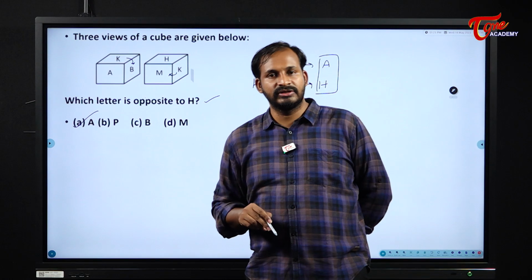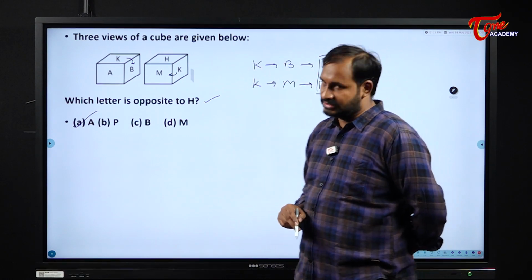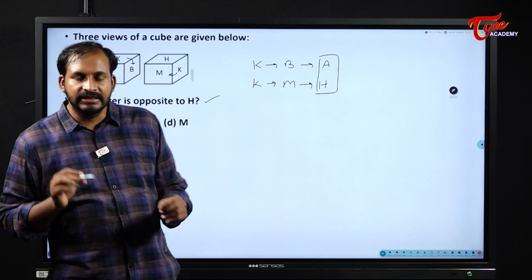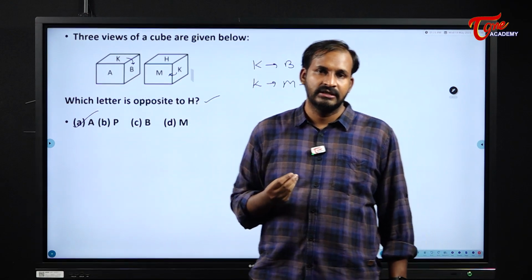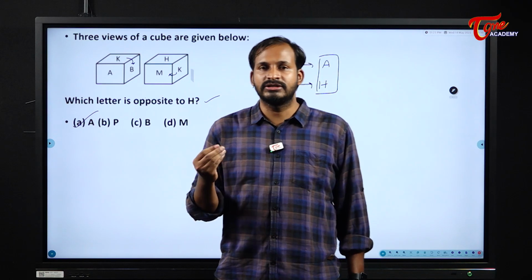Letter A will be opposite to H. That is our final answer. Okay, understood? Like this, it is very easy for us to solve the questions from closed dice. So at any cost, you should not lose a mark.